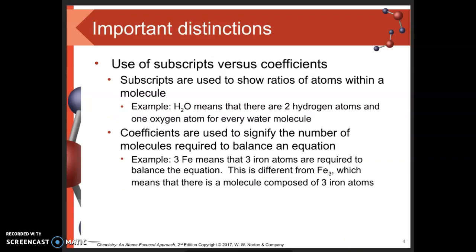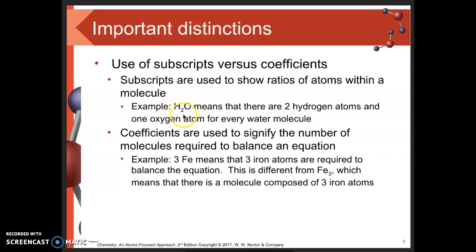Now, some important things to recognize. One of the most common mistakes that students make is that when they get stuck, they improvise. One of the ways that they improvise is by changing subscripts of compounds to get equations to balance themselves. And that's a problem because that's not how it's supposed to be. When we change the subscripts, we actually change the identity of the compounds themselves.